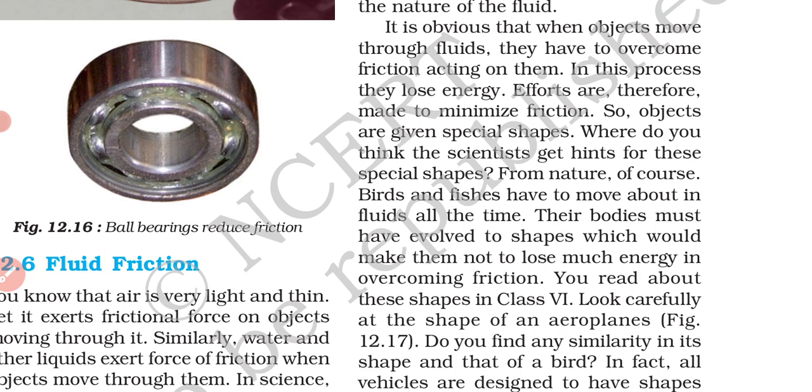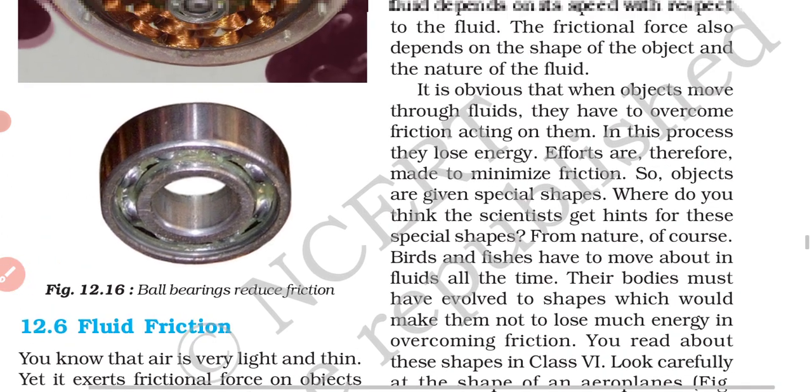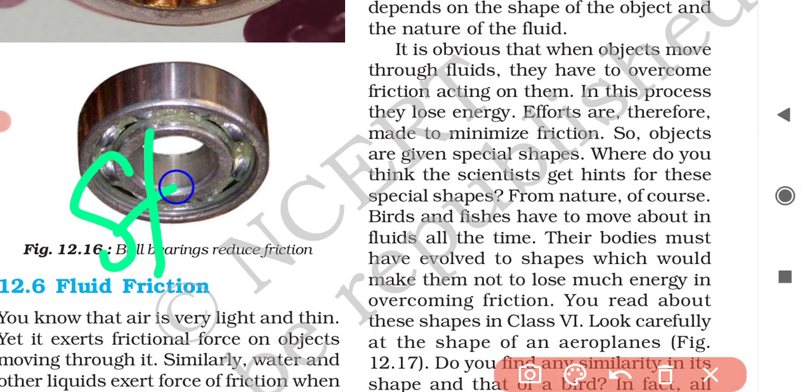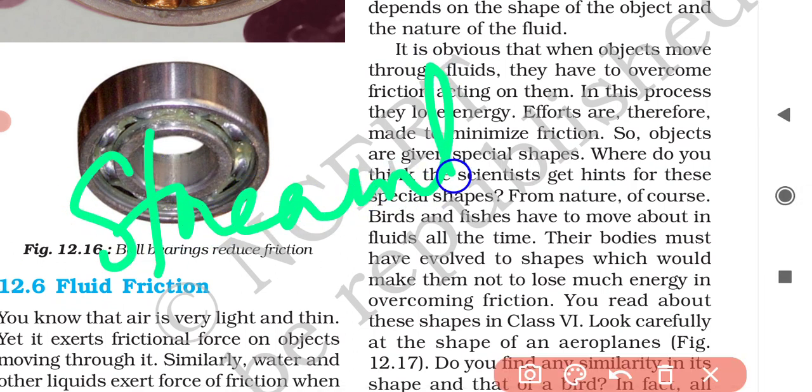Birds and fish have what? A streamlined shape of their body, so that they can move in fluids very easily. Birds move in air, fish move in water. So the scientists and engineers got the idea for making the streamlined shapes of various moving bodies from the living things in nature, such as from the birds and fish.